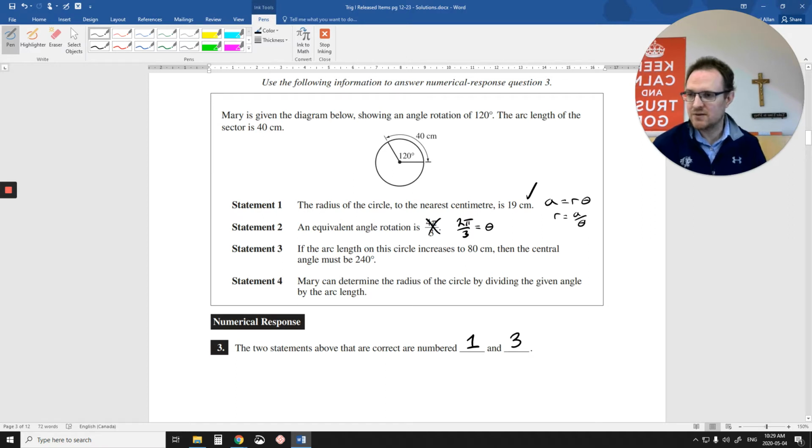Yeah, you can just double check that if you want to. Mary can determine the radius by dividing the angle by the arc length, but here we have the arc length divided by the angle. So r is equal to a over theta, right? So that's a wrong statement. So if you just jump down to that one, even though that one's wrong, then it'd be 3. So 1 and 3.